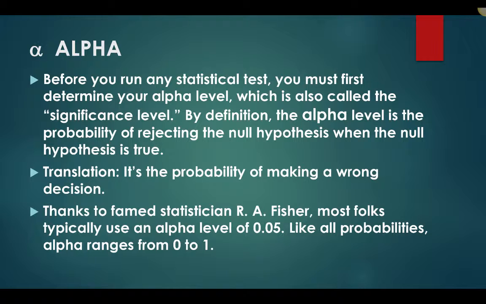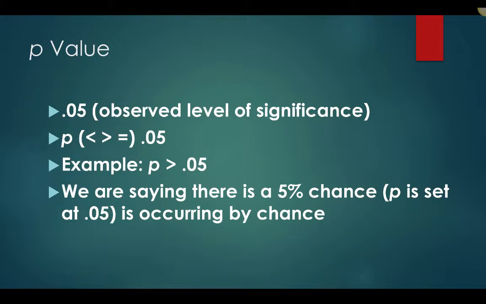P-value. We'll be using this word a lot, so you really need to understand it. 0.05 is what we use. It's the observed level of significance. It can be P is either greater than or less than or equal to 0.05. Here's an example. P is greater than 0.05, which means when you're looking at your data and the significance, if it says 0.060, it is P is greater than 0.05. We don't give the number, we give it's either greater than or less than 0.05. We are saying there's a 5% chance P is set to 0.05 is occurring by chance.